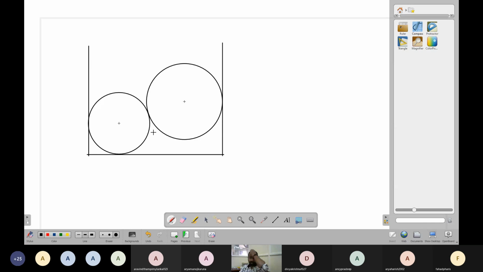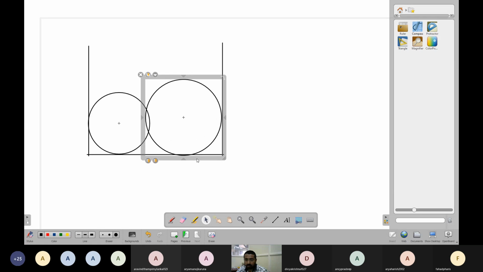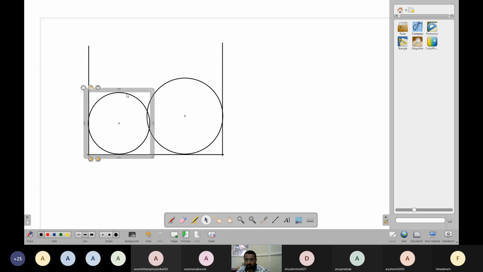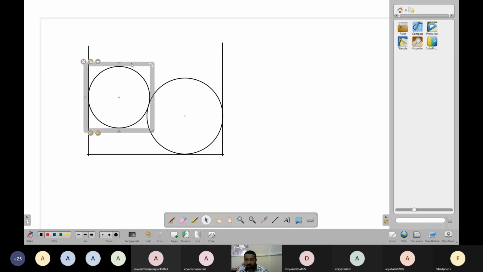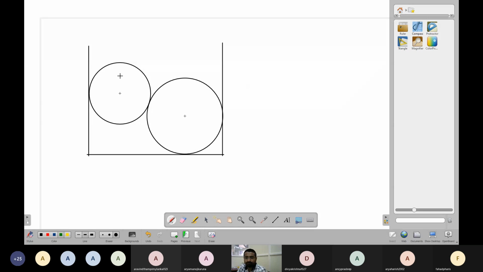Now let's say the weights of these two balls are given. Let's say the weight of this ball is 5 kg. The weight of this ball is 10 kg. Okay. This diameter is, let's say, 600 mm.